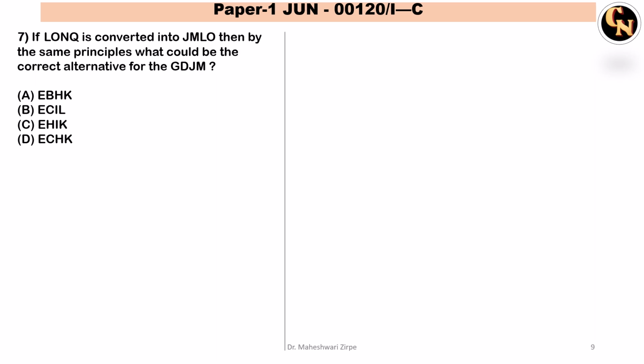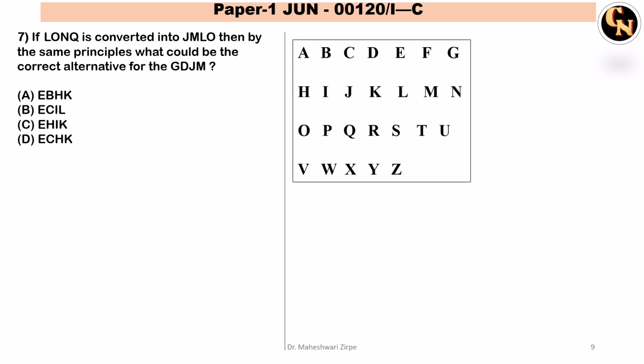If you see the question, it is just an alphabetical decoding question. So first of all, you should have the alphabets written A, B, C, D. Okay. And what you can do is decode it. So what is the decoding they have given? They have given that LONQ is JMLO. So L indicates J, and where is J? It is just one letter behind.